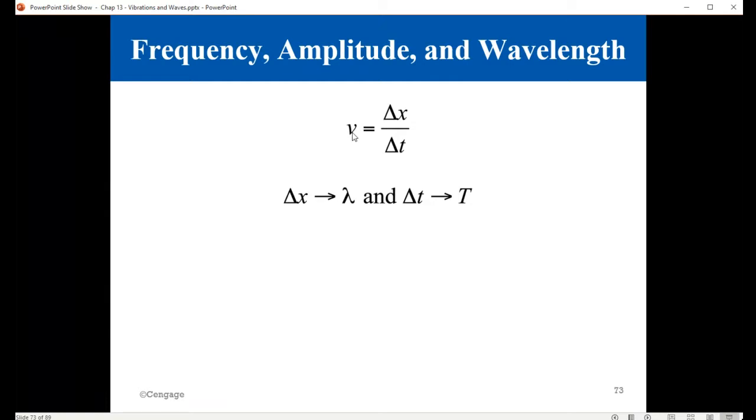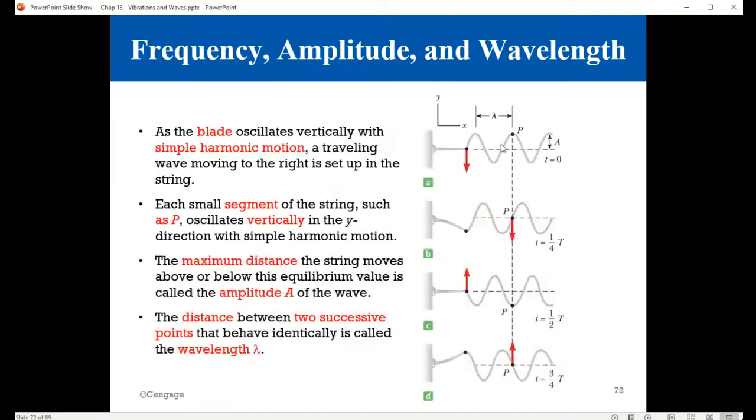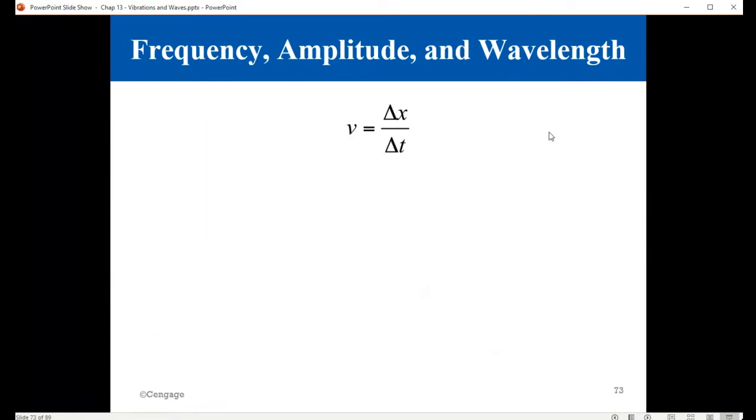As we learned in physics 1, the velocity is delta x divided by delta t. For this kind of waves, delta x is lambda, and delta t is the period T. So the velocity equals lambda divided by T, or 1 over T is the frequency. The velocity is f multiplied by lambda. This is a nice formula to allow us to calculate the wavelength if we know the velocity and the frequency, or to calculate the frequency if we know the wavelength and the velocity.